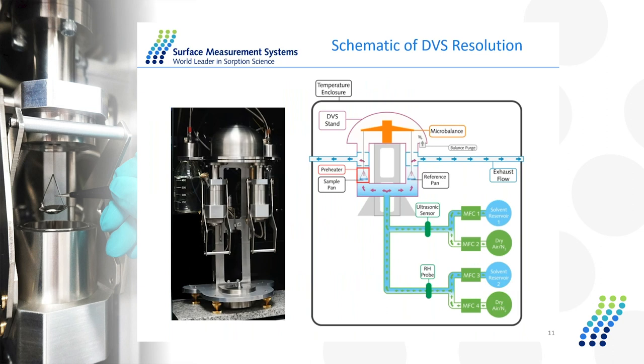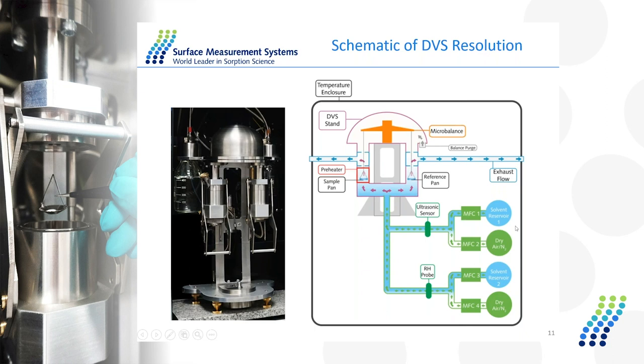So here is a schematic example of a DVS instrument. The system can measure both sorption of water and organic vapor, as well as the competitive sorption of two different components. In this system, we have a microbalance in the middle with a resolution of 0.1 microgram. It's connected to both the reference pan and the sample pan. Dry air or nitrogen is used as the carrier gas, and it will mix with 100% saturated vapor in a ratio to get a certain relative humidity. This mixture will go to the chamber for the moisture uptake, and the mass will be recorded continuously with very high sensitivity. The whole setup is placed in a temperature-controlled incubator with very good stability.